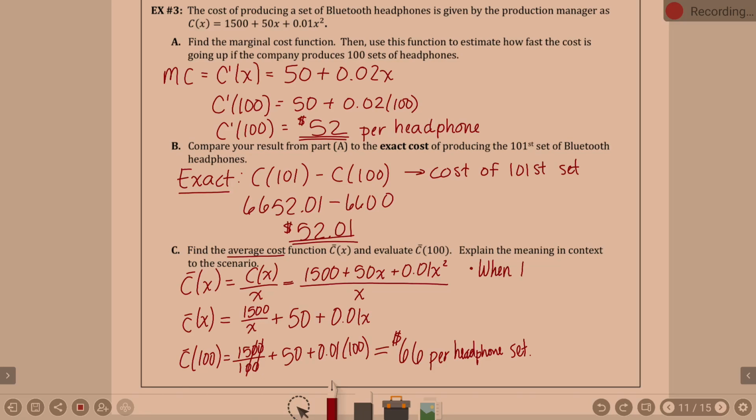So that's when that 100 comes into play. And 100 headphones are produced. I always start to say sold, but it's produced. The average cost is $66 per set. Okay.